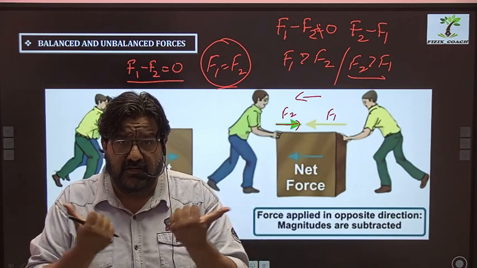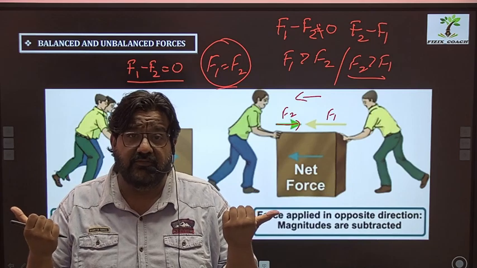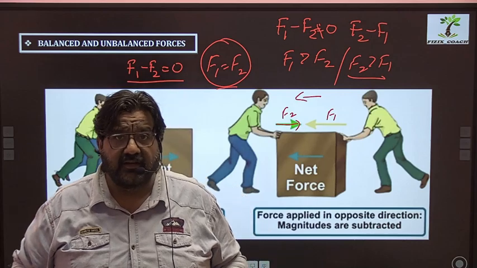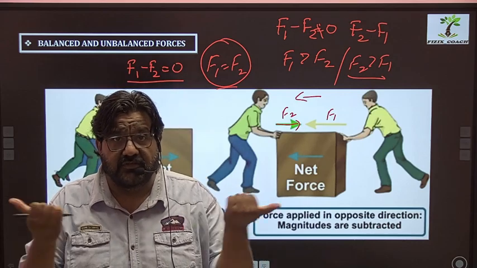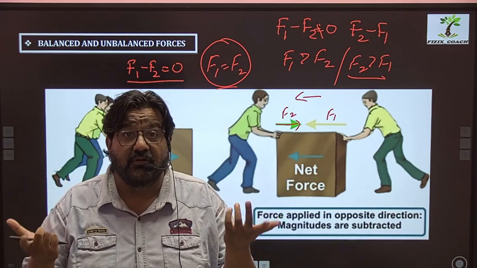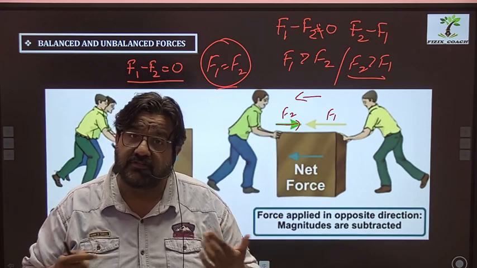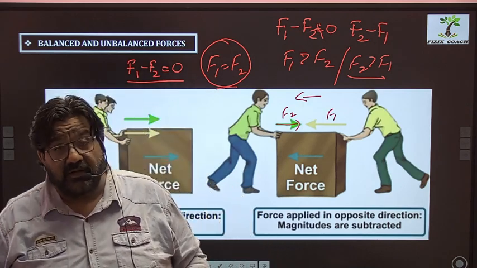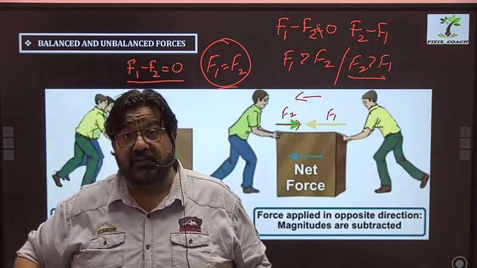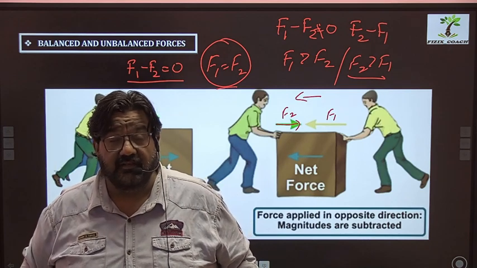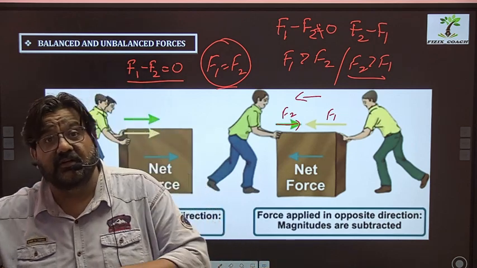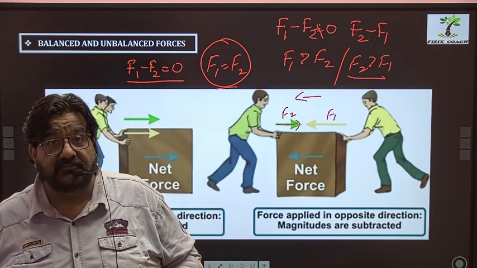Right? Now, if both teams apply equal force, then obviously the rope won't move to either side. Right? Why? Because the force is equal but the direction is opposite. Net force is 0. There won't be any movement. Right? But if one of the teams is stronger, then what will happen?